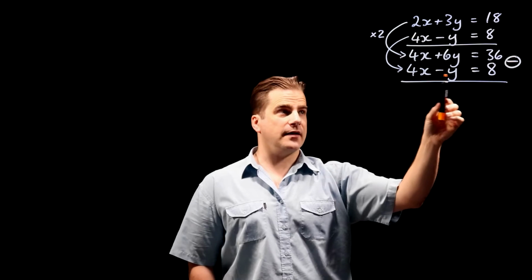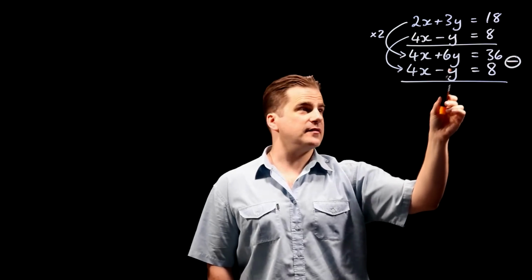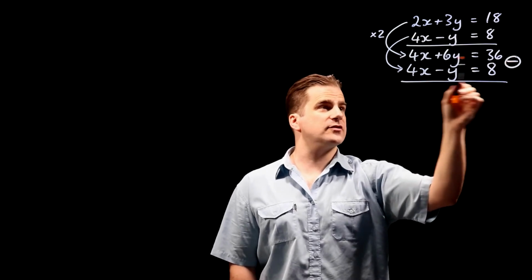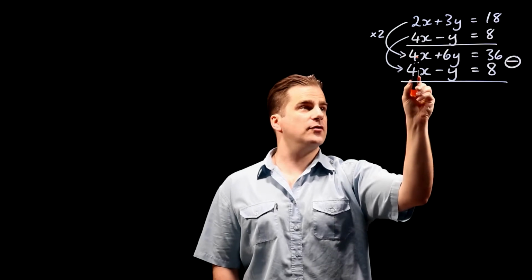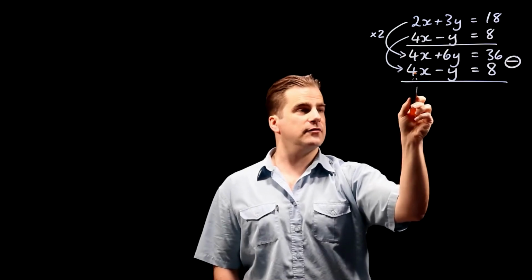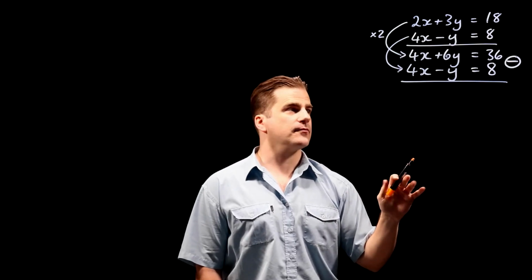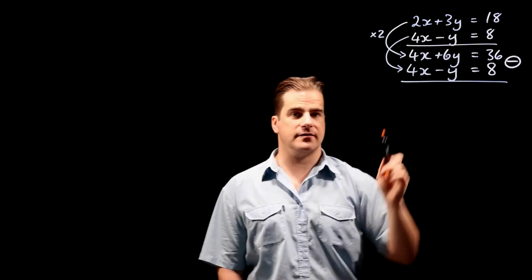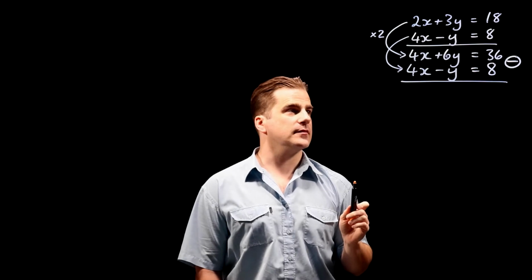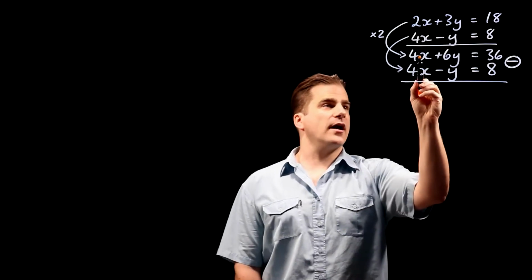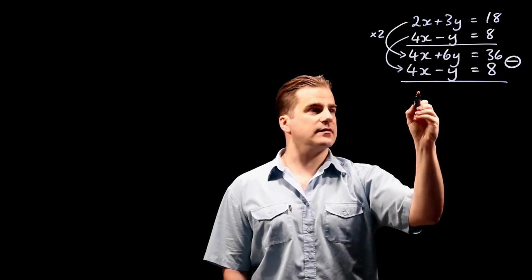Sometimes you need to add the equations, but in this case, if we choose to subtract, you've got plus 4x minus 4x is 0, they're gone. So that's why we're going to subtract these equations. So let's do that. 4x minus 4x is 0.